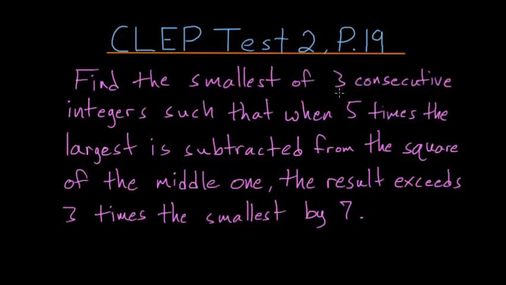Find the smallest of 3 consecutive integers such that when 5 times the largest is subtracted from the square of the middle one, the result exceeds 3 times the smallest by 7. And to start a problem like this, we just need to make some variables.